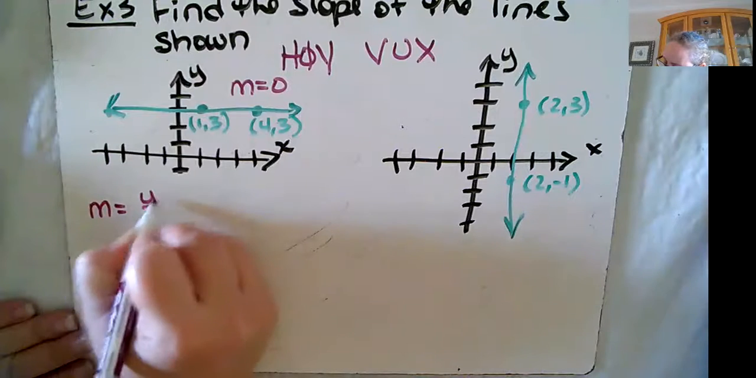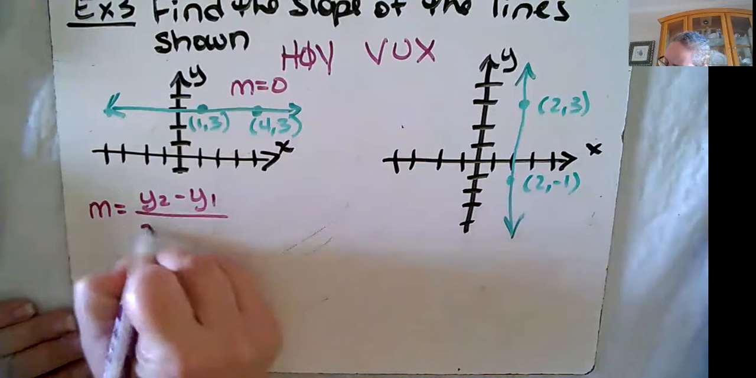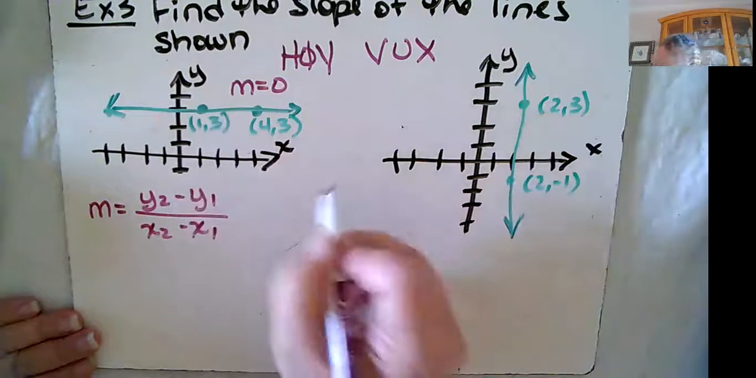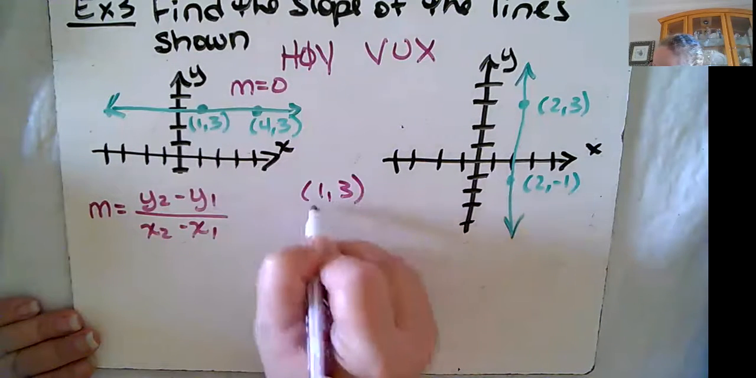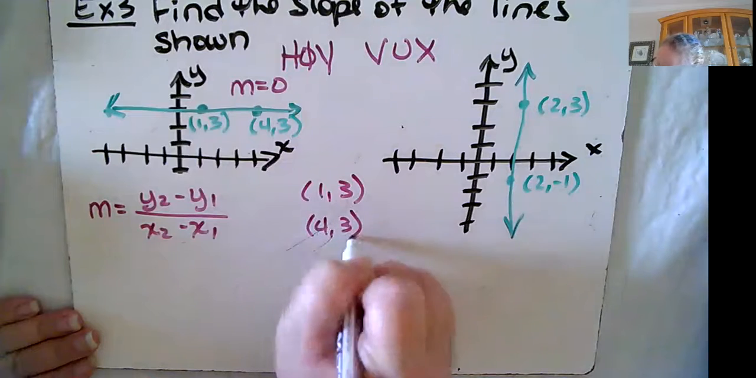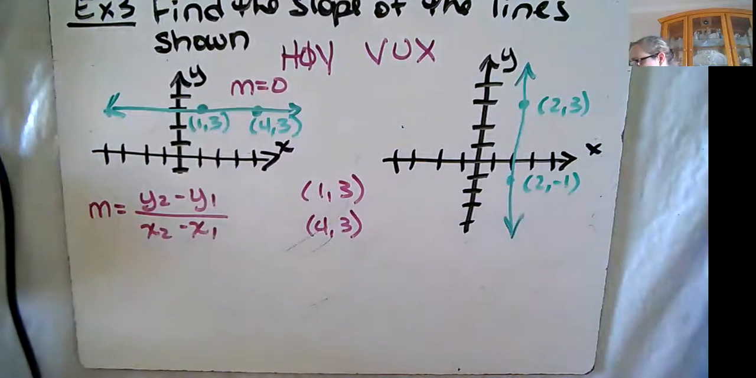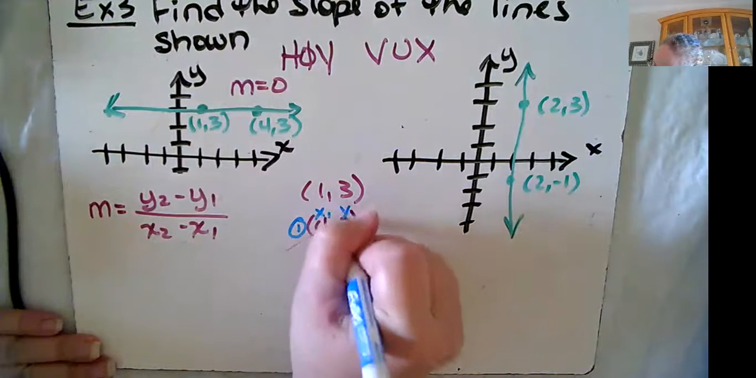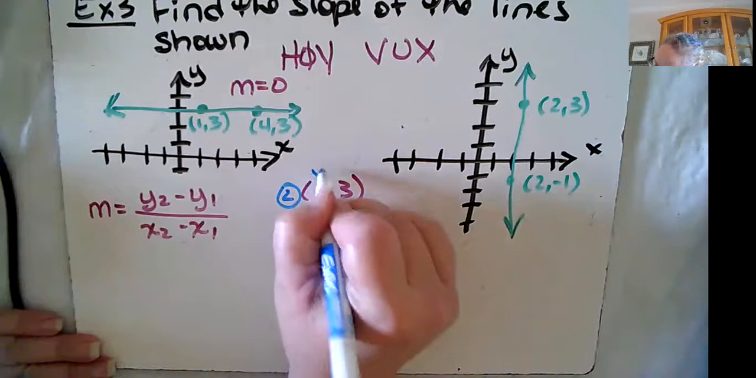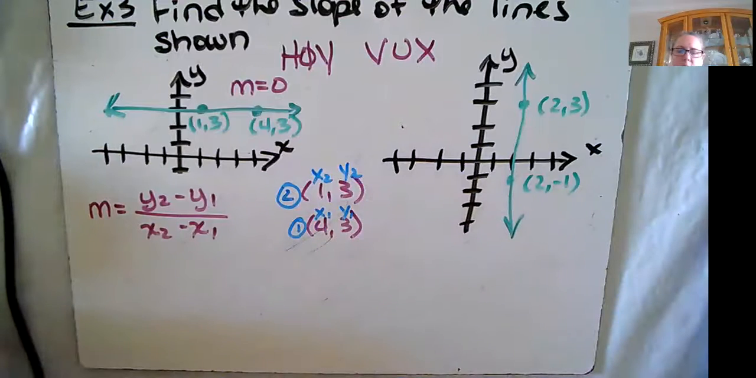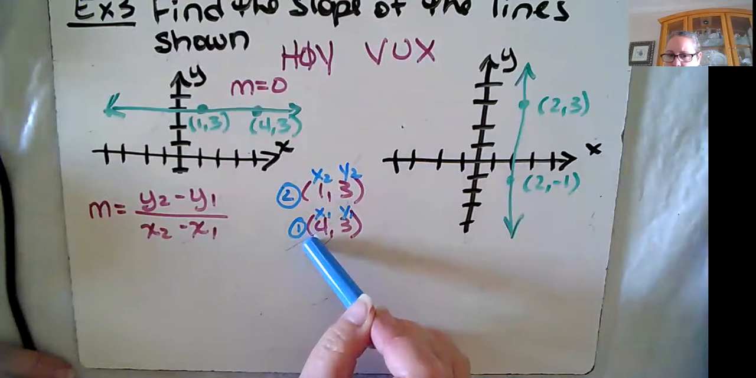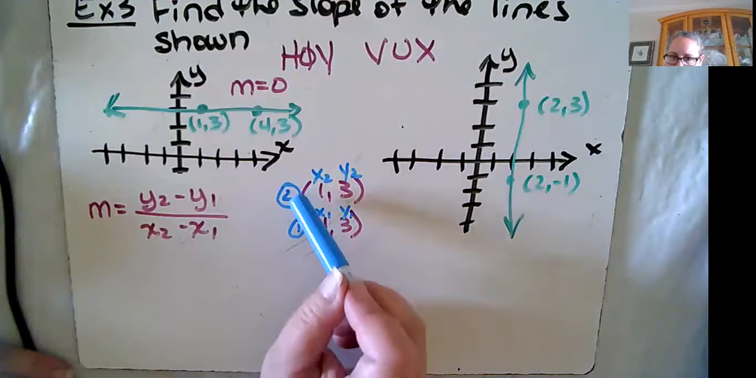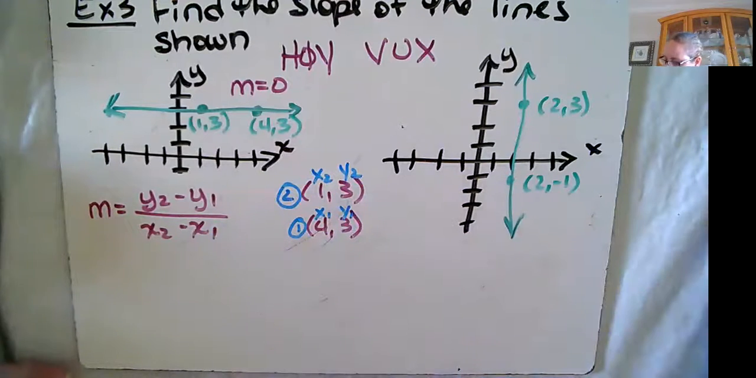So m is equal to y2 minus y1 over x2 minus x1. I'm going to move it over here. So 1, 3 and 4, 3. This is number 1, x1, y1. This is number 2, x2, y2. Again, it doesn't matter which one you pick, but once you pick one to be 1, the subscripts have to be the same as number 2. If this is number 2, you can't mix and match.